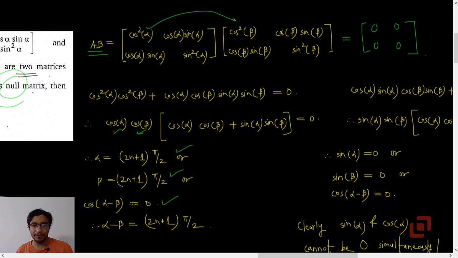Okay, so this time we are using the compound angle formula for cos of a minus b. Cos of a minus b is cos a cos b plus sin a sin b. So there can be three possibilities where the first entry of AB is 0. Those possibilities are alpha equal to an odd multiple of pi by 2, beta equal to an odd multiple of pi by 2, or alpha minus beta equal to an odd multiple of pi by 2.